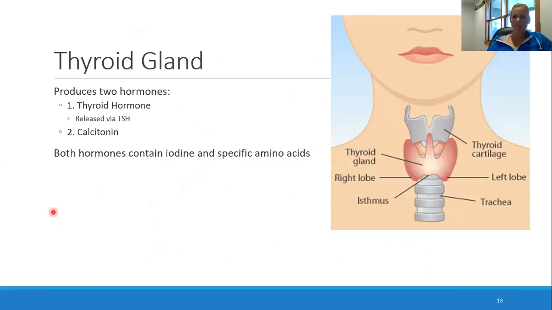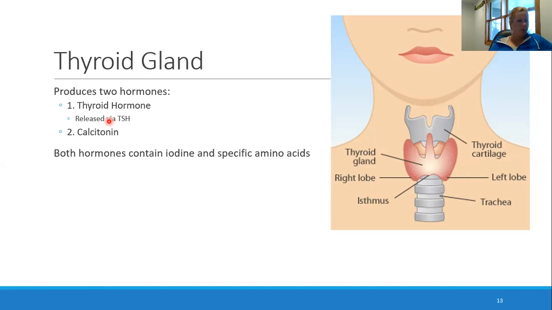Okay, now moving on to the thyroid gland. Again, this is located in your neck, basically, and its job is to produce two different hormones. It'll produce thyroid hormone and calcitonin. Okay, so let's start with thyroid hormone, which is going to be stimulated by thyroid stimulating hormone, which we just previously talked about on the previous slide. So that was coming from the pituitary.